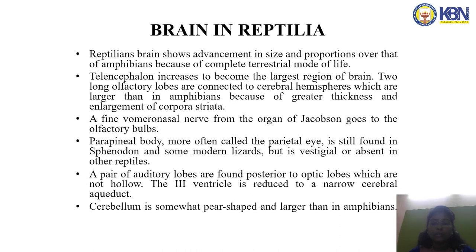Parapineal body, more often called the parietal eye, is still found in Sphenodon and some modern lizards, but is vestigial or absent in other reptiles. A pair of auditory lobes are found posterior to optic lobes, which are not hollow. The third ventricle is reduced to a narrow cerebral aqueduct. Cerebellum is somewhat pear-shaped and larger than in amphibians.